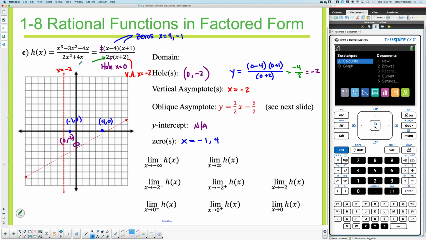Why is that nothing? Because it's not in parentheses with an x. That's not going to have any effect at all. That 2 by itself doesn't do anything. But my domain will be all reals except for any factors that were ever in the denominator, any factors of x. So 0 and -2. But it can be all other real values.